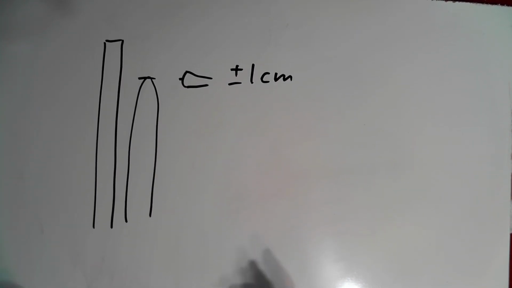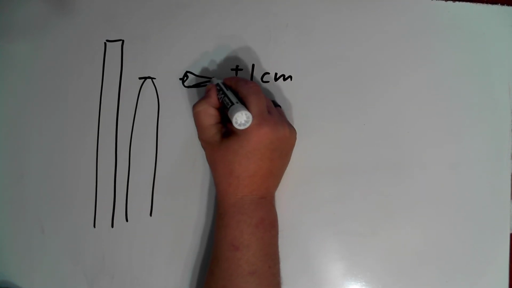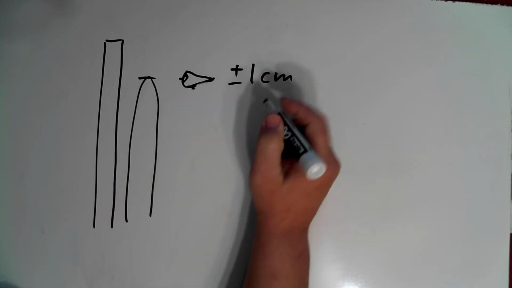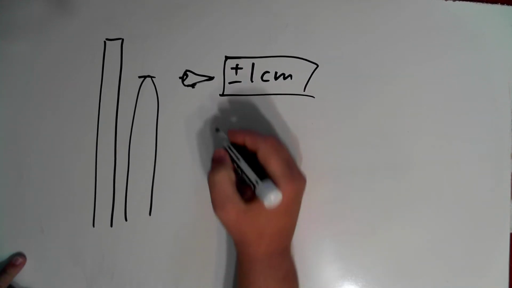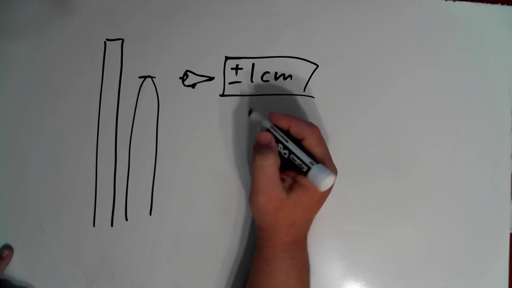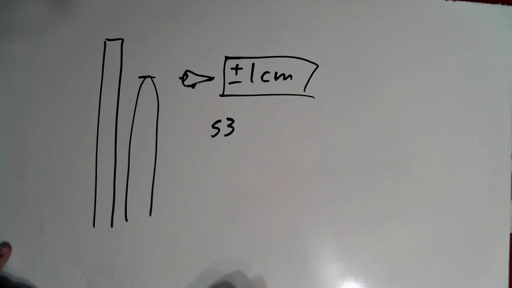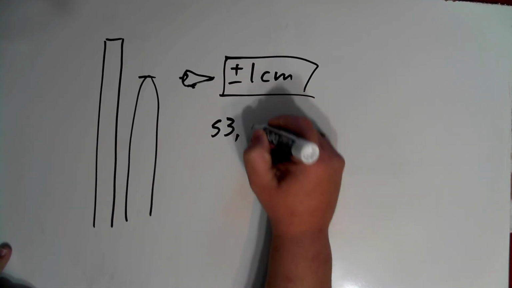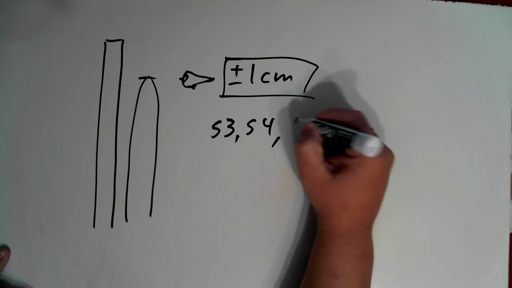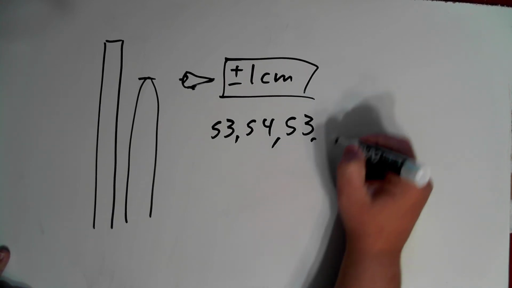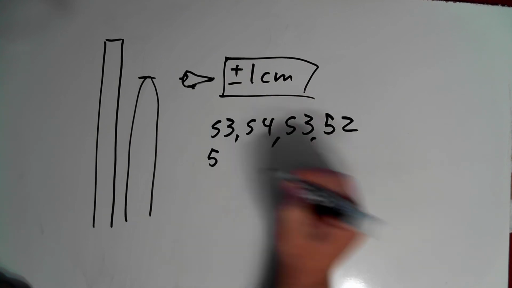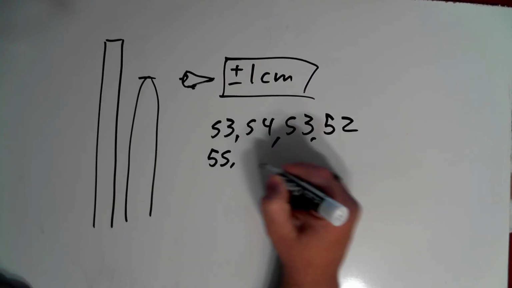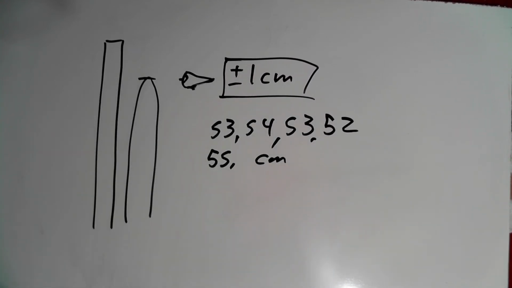Now, the other way in which I can calculate the uncertainty, instead of relying on this number, is this. I've made one measurement, dropped it from that height, I got 53. I got a second measurement, 54. A third measurement, which was 53. A fourth measurement, which is 52. And lastly, a fifth measurement, which is 55. All of that expressed in centimeters.